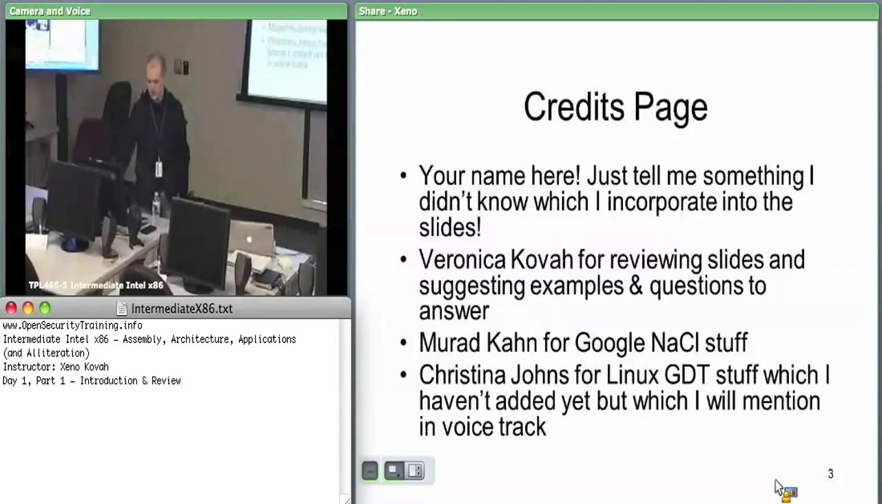Later on, there's some material by Ron Kahn, who pointed out how Google's Native Client browser plugin protection software uses some of the segmentation stuff that we're going to learn about today. And Christine Jones, in the intermediate class this year down in McLean, pointed out some good information about how the global descriptor table, which we'll learn about later, works on Linux. That brought up a good point about how it probably works on Windows as well. I haven't got around to confirming it yet, but when I do, I'll point this out. I haven't put that in the slides yet.